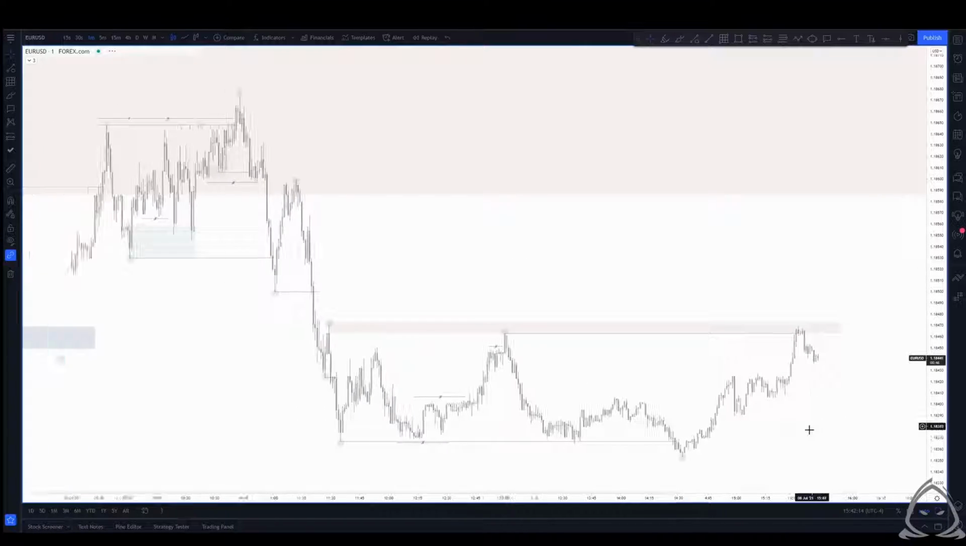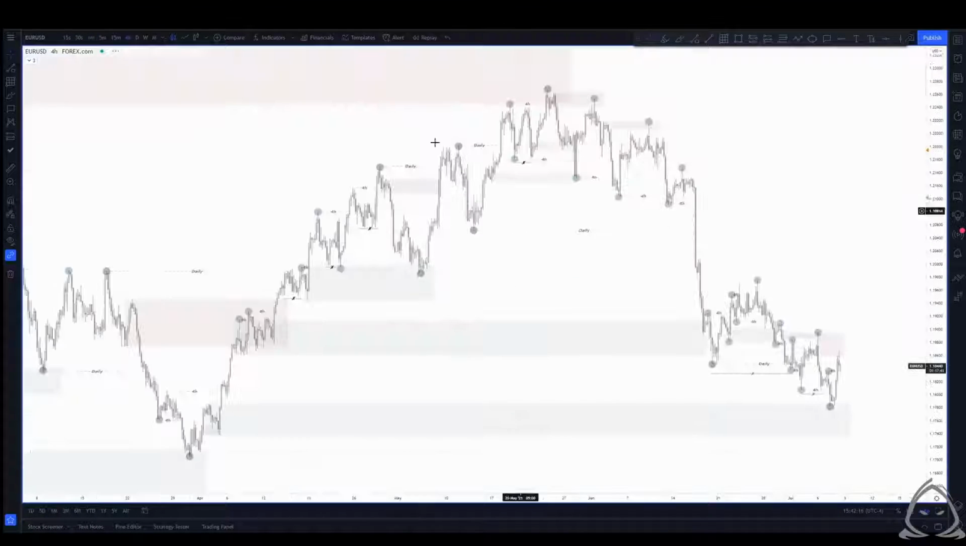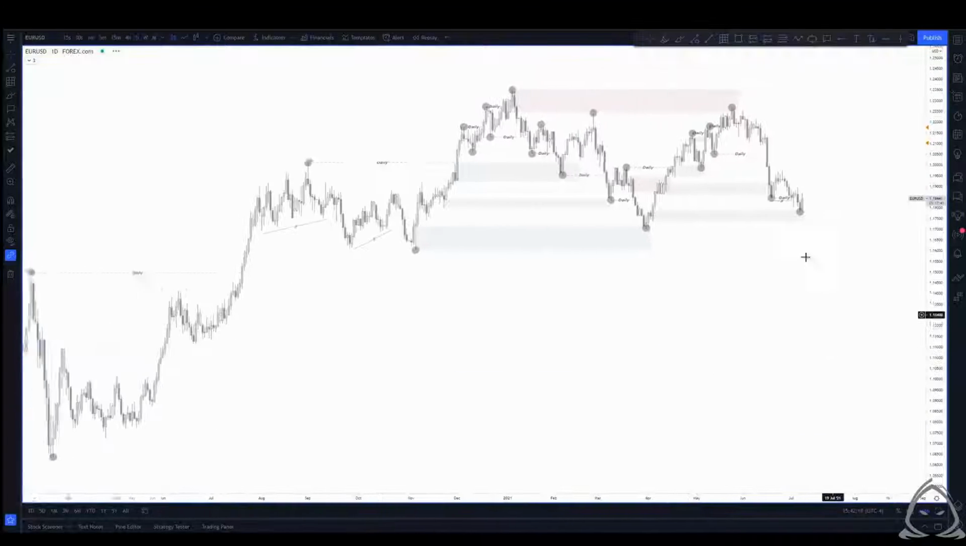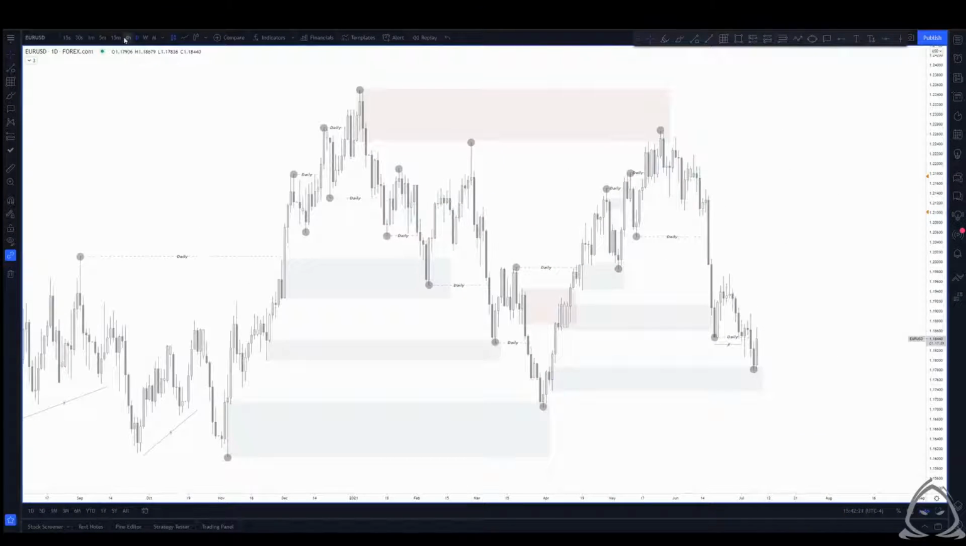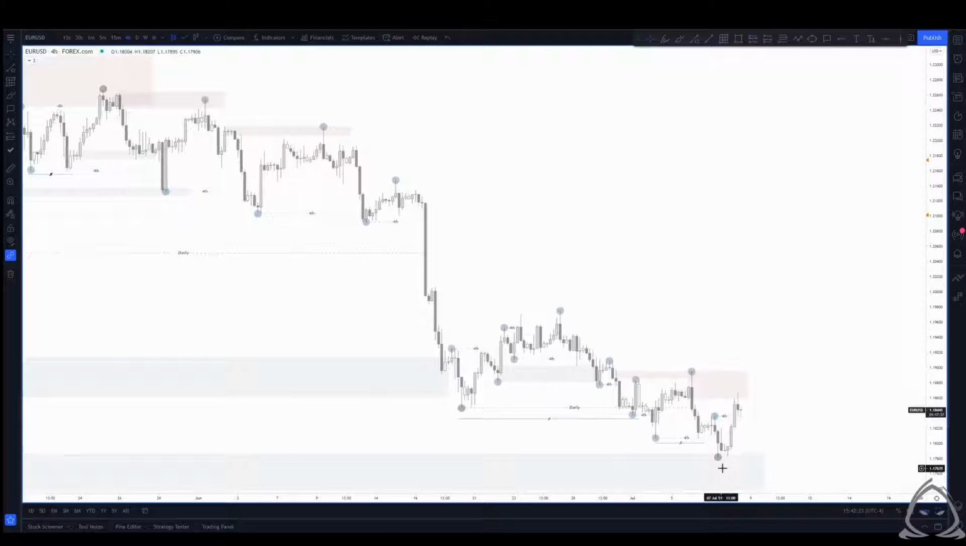If we're going to start respecting demand, which we have been, again, if we go to the daily chart, we can see we've respected daily demand. If we go to the 4 hour chart, we've respected that daily demand. We've seen a change of character on the 4 hour, so we're starting to see that more in our favor.